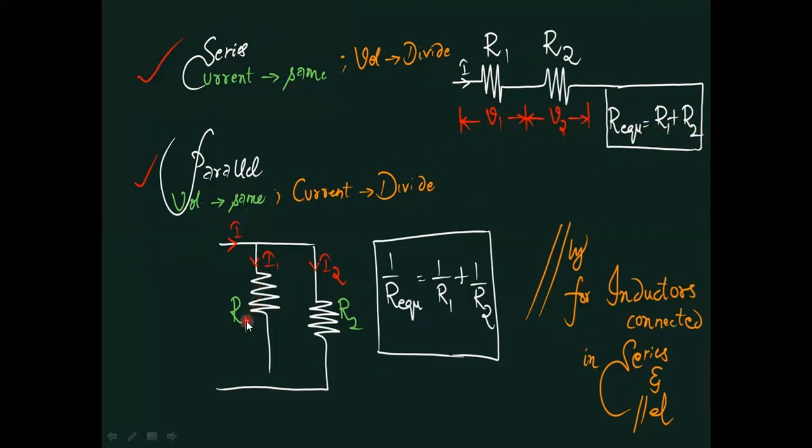Whereas if two resistors are connected in parallel like this, the voltage is the same throughout the circuit, but the current will divide. That current may be I1 and I2. The formula for the equivalent value is 1 upon R equivalent is equal to 1 by R1 plus 1 by R2. These two formulas are the same for inductors connected in series and parallel, whereas for capacitance it is reciprocal.